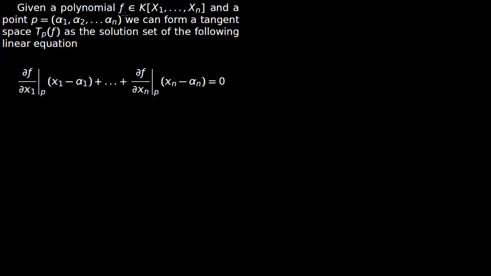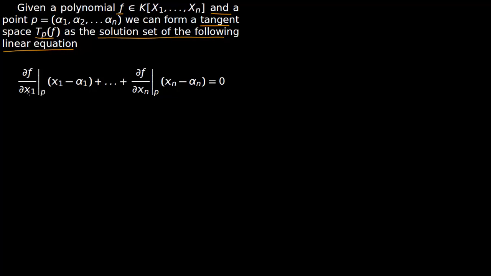So if you're given a polynomial f in k[x1, ..., xn], and you're also given a point p = (alpha 1, alpha 2, all the way to alpha n) corresponding to the point (x1, x2, ..., xn), then you can form a tangent space for this polynomial. This is the same space you have in calculus.